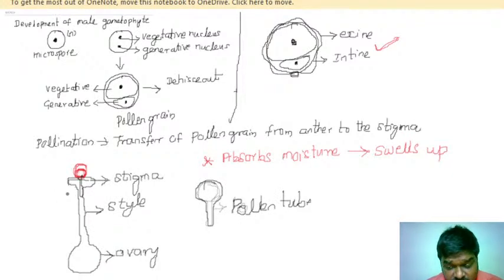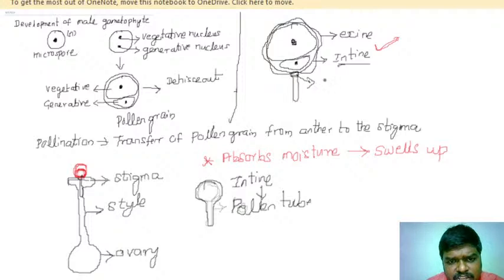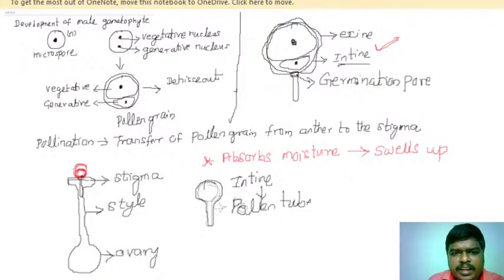Once the pollen grain reaches the stigma, it absorbs the moisture and swells up. Once it swells up, the innermost layer, the intine, forms the pollen tube. And this pollen tube grows through this pore. This is called the germination pore. The intine grows through the germination pore.